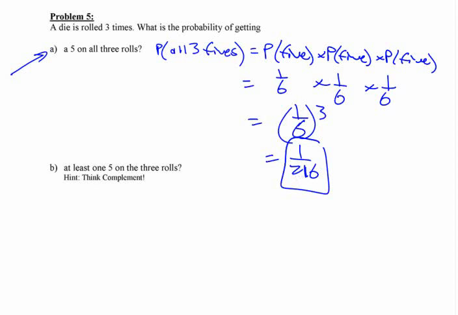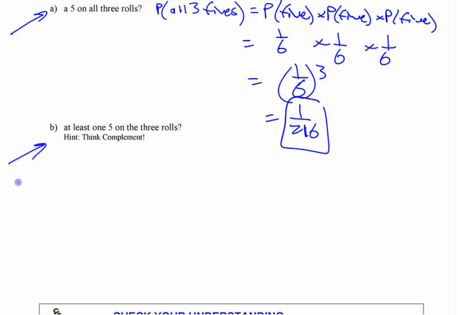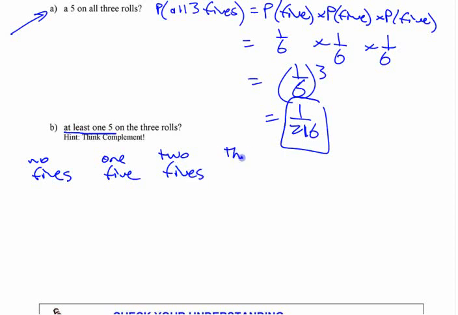The reason I asked this is to have you think about the different possibilities when you have something like at least one 5. There's a lot of different cases here to think about. You could get no 5s. You could get 1 5. You could get 2 5s. Or you could get all 3 5s. We just worked out this one, right? This is this. 1 out of 216. That's what that is.